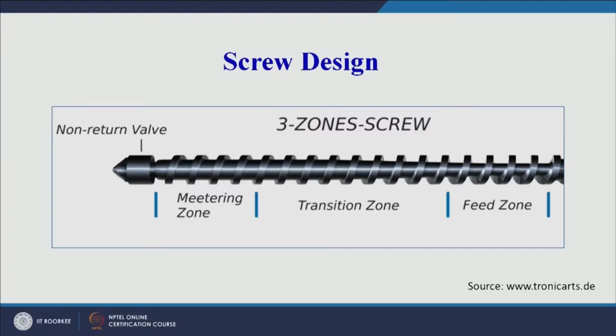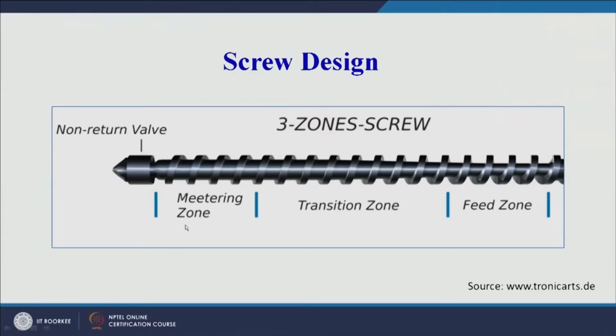On the screen there is a diagram which was shown in the previous session also, that is the screw design. Why we have put this diagram here? Because there is one important parameter for any injection molding process, that is the L by D ratio, and we will try to understand what is L and what is D with the help of this diagram.